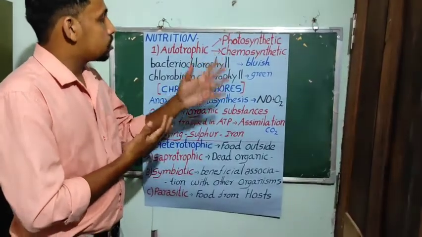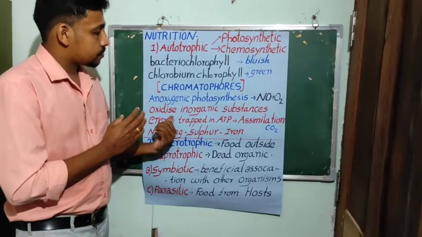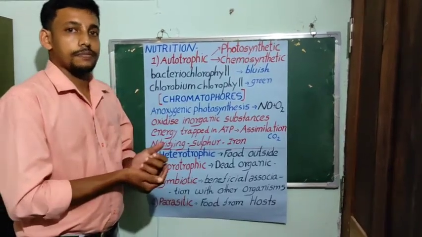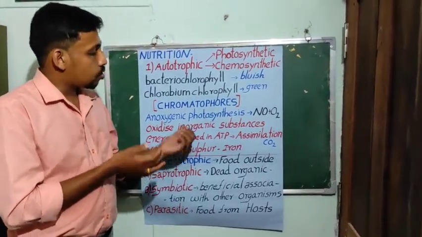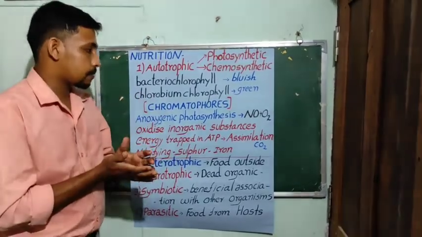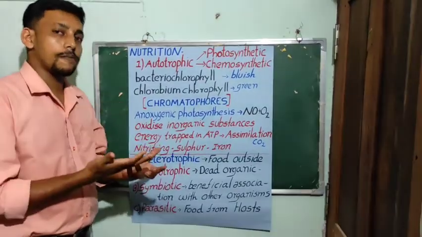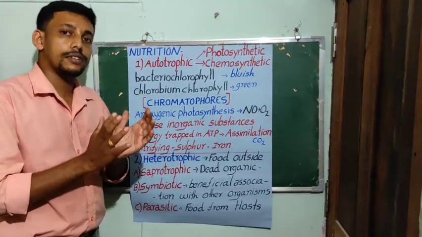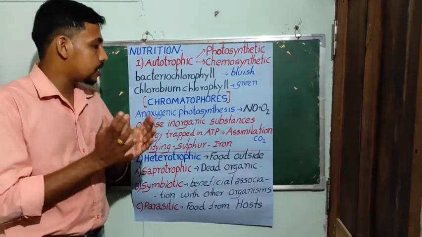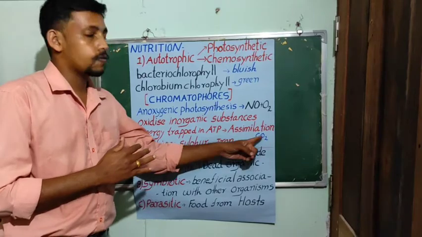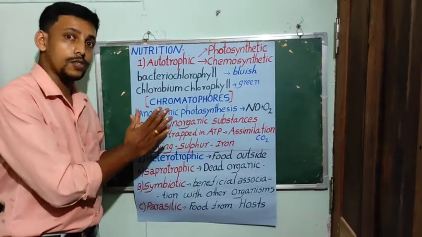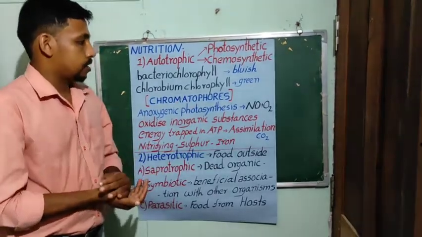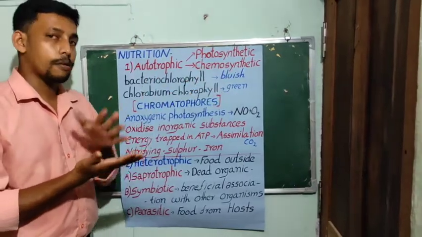And in the chemosynthetic bacteria, I told you that they use the chemical energy. They oxidize some of the inorganic substances, and the energy is trapped in the ATP molecules. The energy trapped in the ATP molecules is used in the assimilation of carbon dioxide. That is in the chemosynthetic bacteria.